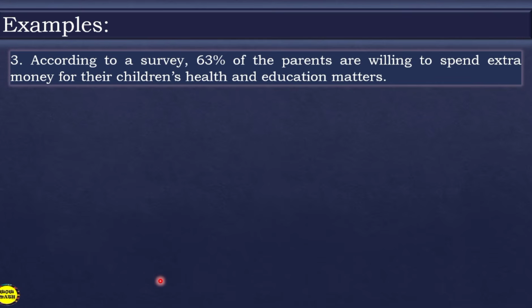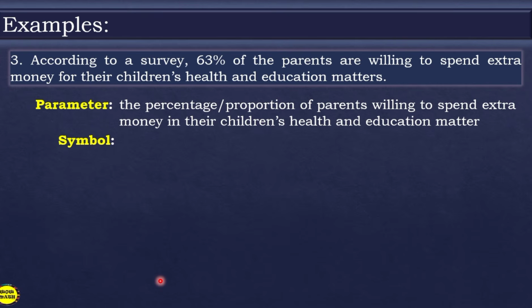Next. According to survey, 63% of the parents are willing to spend extra money for their children's health and education matters. So, what will be our parameter? The percentage or proportion of parents willing to spend extra money in their children's health and education matter. So, nandito, since gumamit ng word, and 63%, so nakalagay, 63% represented for the percentage or proportion.